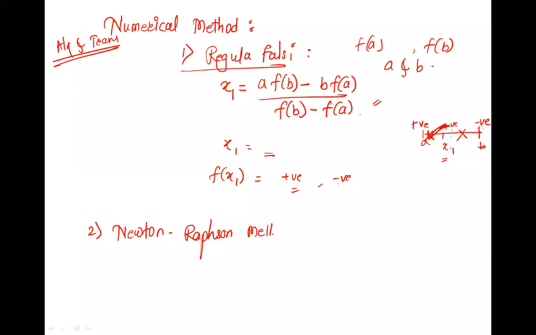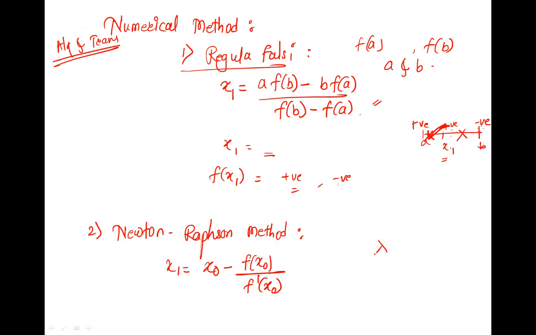What is the formula? X1 is? X1 is x naught minus f of x naught upon f dash of x naught, correct.